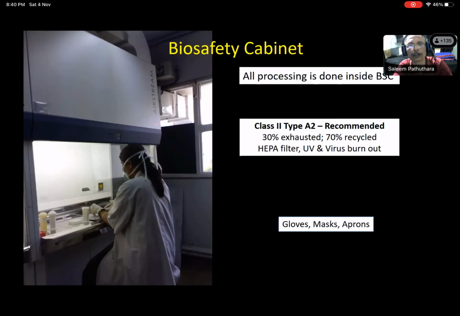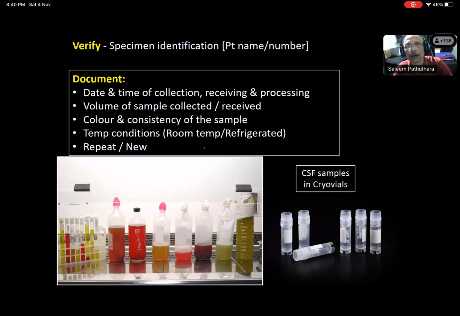I'll be talking about the conventional preparation or processing of the cytology smears, and I'm not touching the LBC part. All the samples in the cytology lab are processed inside a biosafety cabinet, which has to be class 2 type 2, where 30% is exhausted and 70% is recycled, and it has an HEPA filter. In addition, the person processing should wear gloves, masks, and aprons.